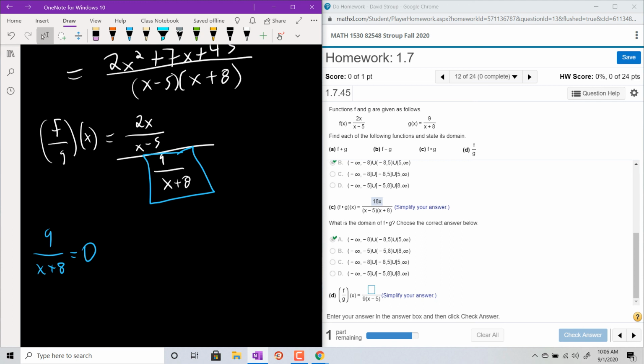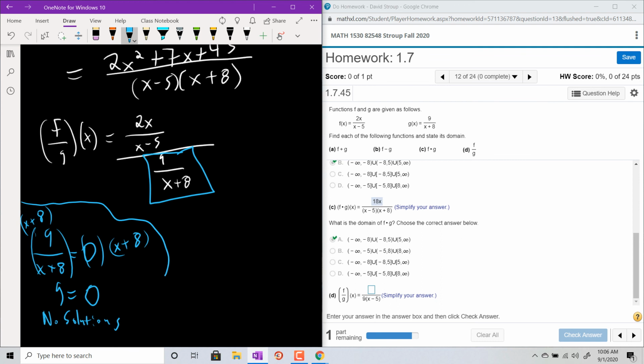You multiply both sides by x plus 8. On the left-hand side, you just get 9. On the right-hand side, you get 0. And that means no solutions, so it'll never equal 0. So the domain will be exactly the same as the domain of the first series of functions. Okay, so let's simplify this then.